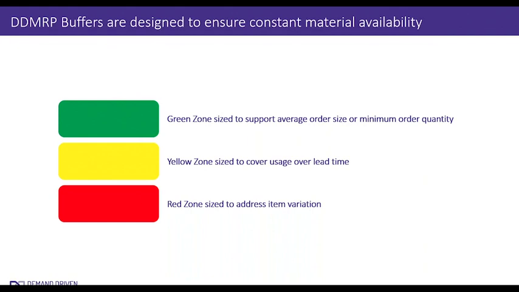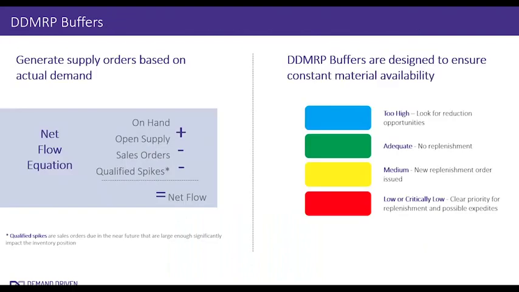And then on top of that, we'll have our green zone, which is sized to support an average order size or a minimum order quantity. So if we have a minimum order quantity of 20 units, our green zone will be 20 units. We'll stack those three zones on top of each other, and we'll generate supply orders based on actual demand using what's called a net flow equation.